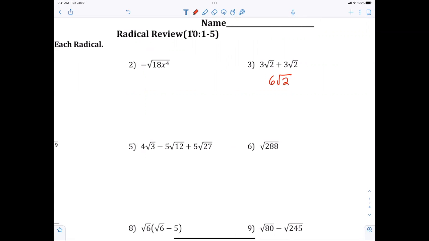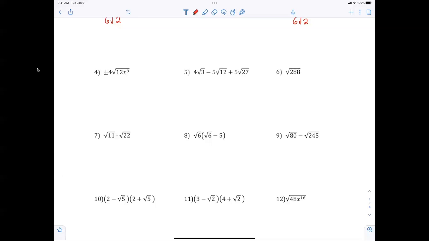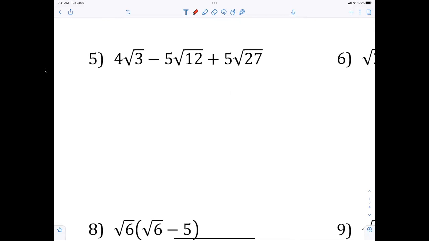All right. Now take a look at number 5. Let me give you a couple minutes. I'm going to pause for a minute. Okay, question number 5. Again, shouldn't be much thought in this. You should recognize there's a square root of 3 in all of those. 12 you should see is 4 times 3, 27 is 9 times 3. So we end up with 4 radical 3 minus 10 radical 3 plus 15 radical 3.